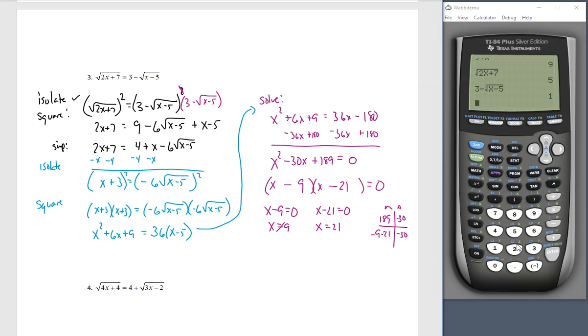Let's try 21. Store that for x. And then I can type in the square root of 2x plus 7, and I'll get 7. 3 minus the square root of x minus 5, and I get negative 1. And that makes me wonder where I messed up.